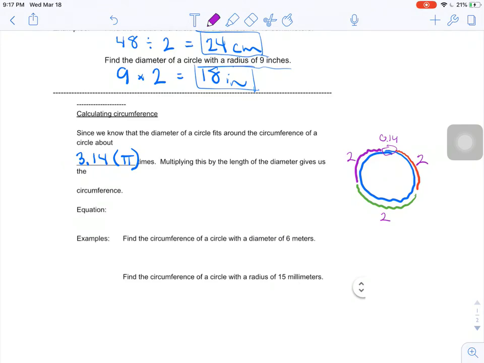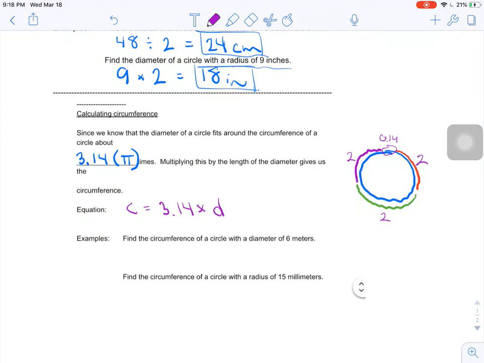So rather than going 2 plus 2 plus 2 plus that extra little piece, the shortcut for that would be to just multiply. I need 3.14 groups of 2. So in other words, to get the circumference, I need 3.14 times however long the diameter is.